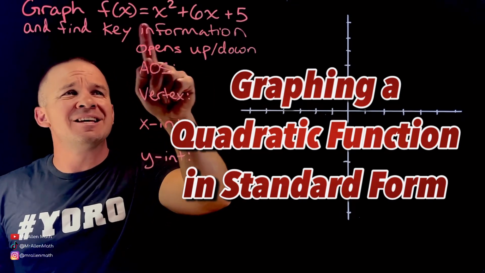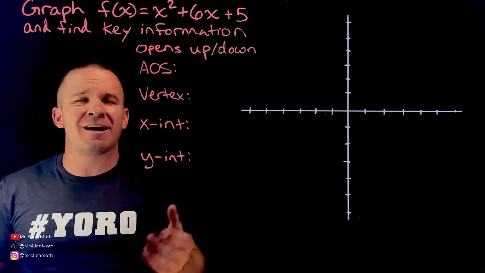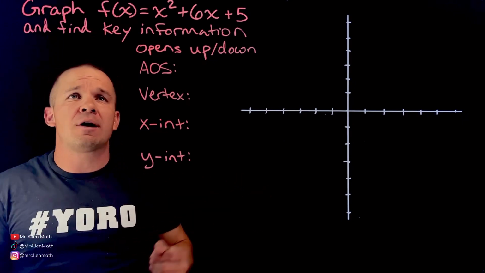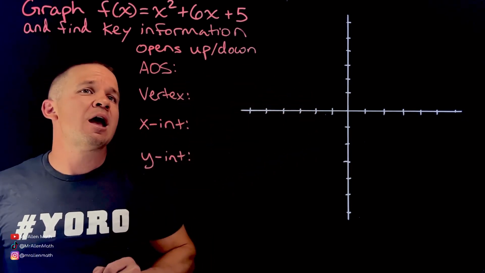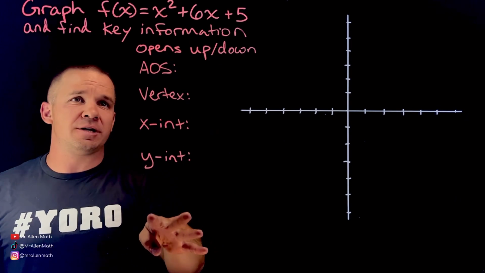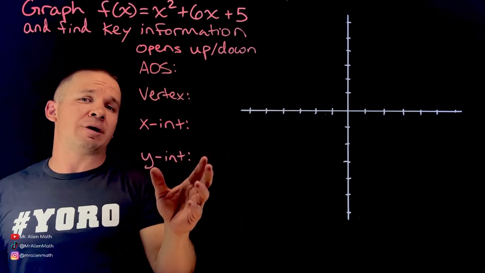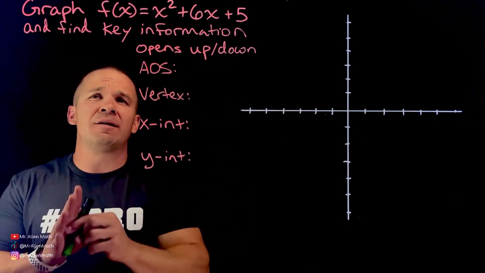Here we've got one in standard or general form, depending on what your teacher uses. I'm a standard form kind of guy, but some people do refer to it as general form. All right, we want to graph this thing. We're going to use at least 3 key points, maybe 5, and we're also going to find some key information here. Now, on a test, they might not ask for all this information, but I am going to show how to get all this information in this particular form. All right, so let's go for it.